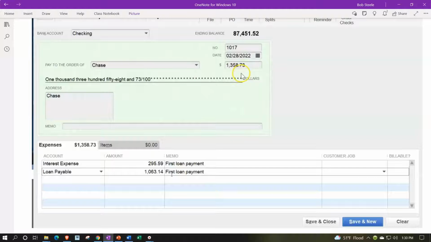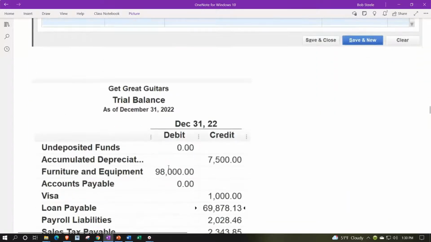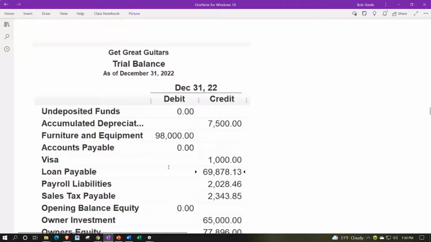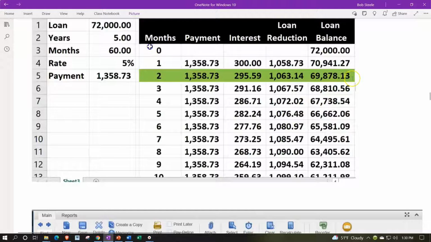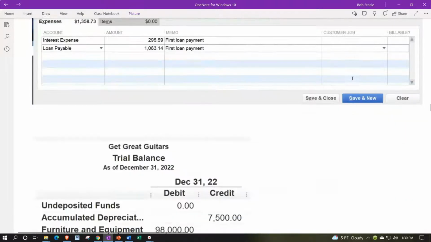And if you're doing something like bank feeds, you got to deal with the fact that you got two accounts instead of one, and they're going to be different. These two amounts are going to be different. You need to tie it out to the amortization table. So then if I go to the trial balance, the loan payable goes down to $6,987,813. That should match our amortization table, $6,987,813.